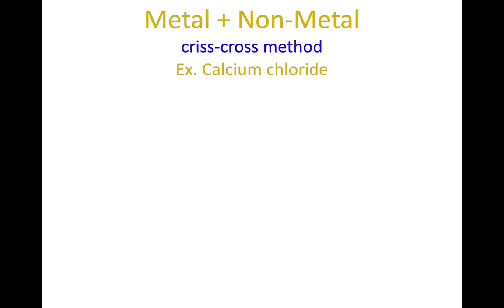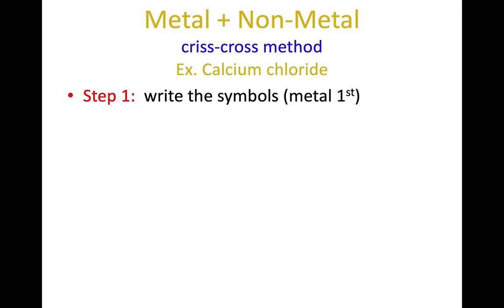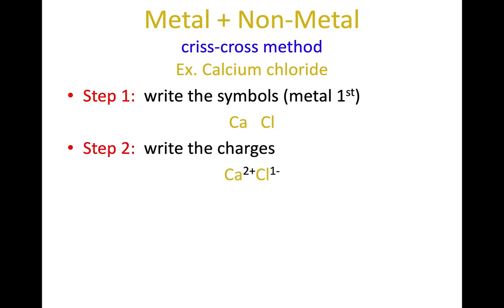All right? And what we're going to do is we're going to start by writing the symbols, the metal one first. The symbol for calcium is Ca. And then you're going to write the nonmetal. The symbol for chloride is Cl. So step one is write the symbols. Step two is write their charges. And remember, you just put the charges above the groups on your periodic table. So for calcium, it's +2. For chloride, it's the -1 group.